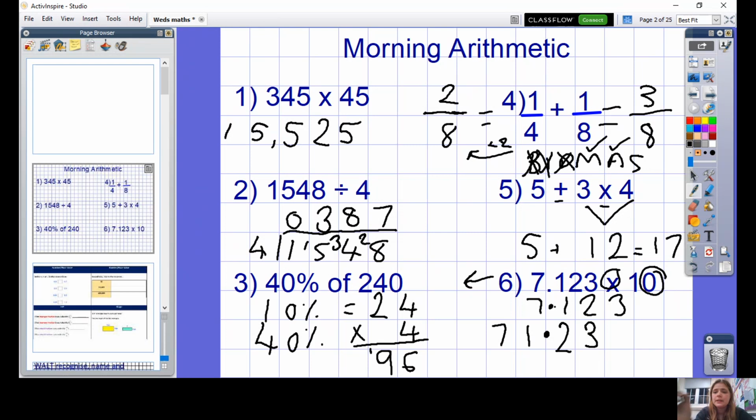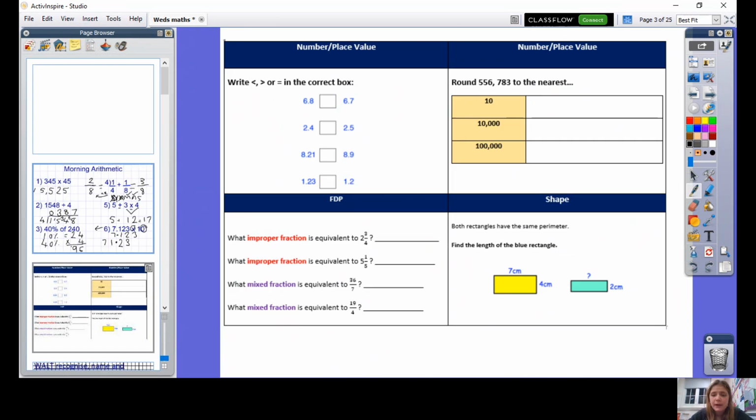Please, can you have a go at these morning reasoning questions very, very quickly? Pause the video now and have a go at the questions before we go through the answers. Okay, so our first question was comparing and deciding which fraction was greater than or less than, which decimal was greater than or less than.